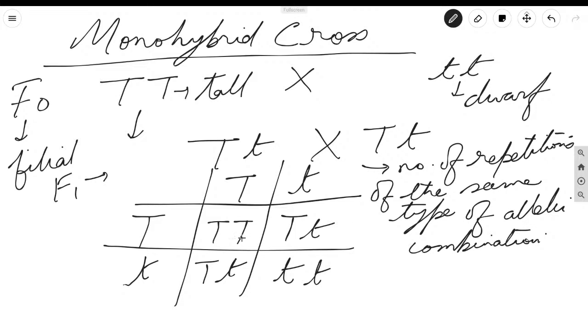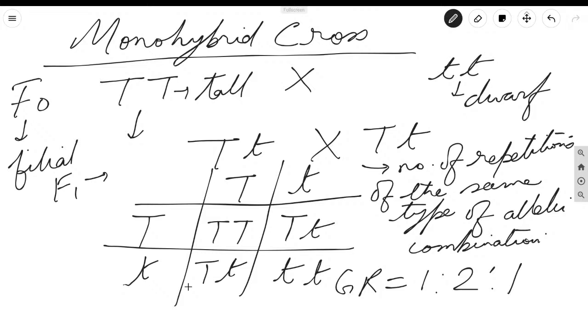Now what does that mean? Capital T is one type of allelic combination. How many times has it been repeated? Only one, right? Others are small t, capital T. So only one time it has been repeated here. So genotypic ratio, I can write it as 1 ratio. Now capital T small t, how many times has it been repeated? 2 times. 1 ratio 2 ratio. Small t, how many times has it been repeated? Again 1. So 1 ratio 2 ratio 1 is your genotypic ratio for a monohybrid cross.